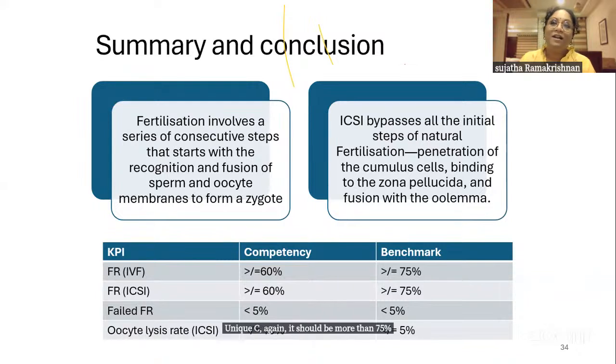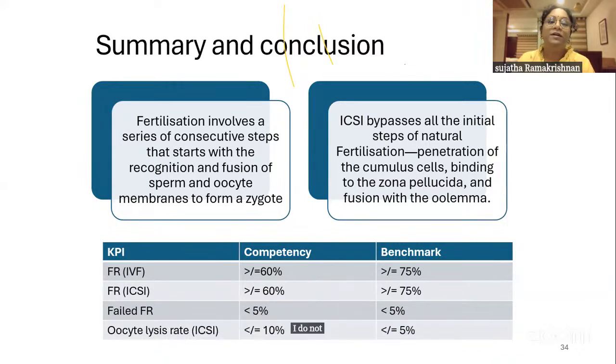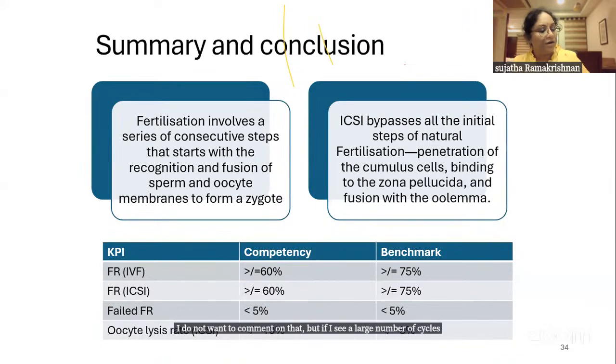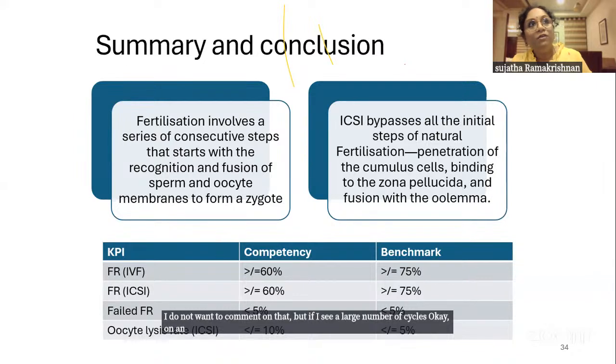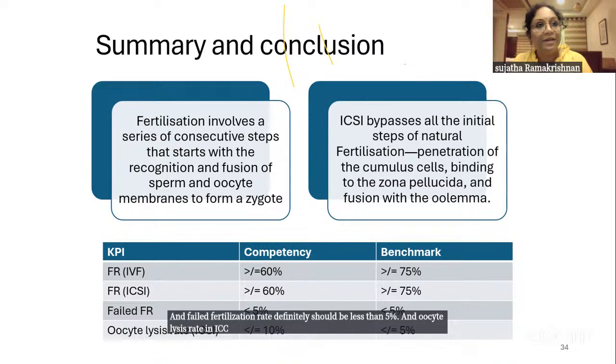But there are labs which routinely report more than 95% fertilization rate. I do not want to comment on that, but if I see a large number of cycles, on an average, what we observe is the average fertilization rate is anywhere between 75 to 80%. And failed fertilization rate definitely should be less than 5%. And oocyte lysis rate in ICSI should be less than 5%.